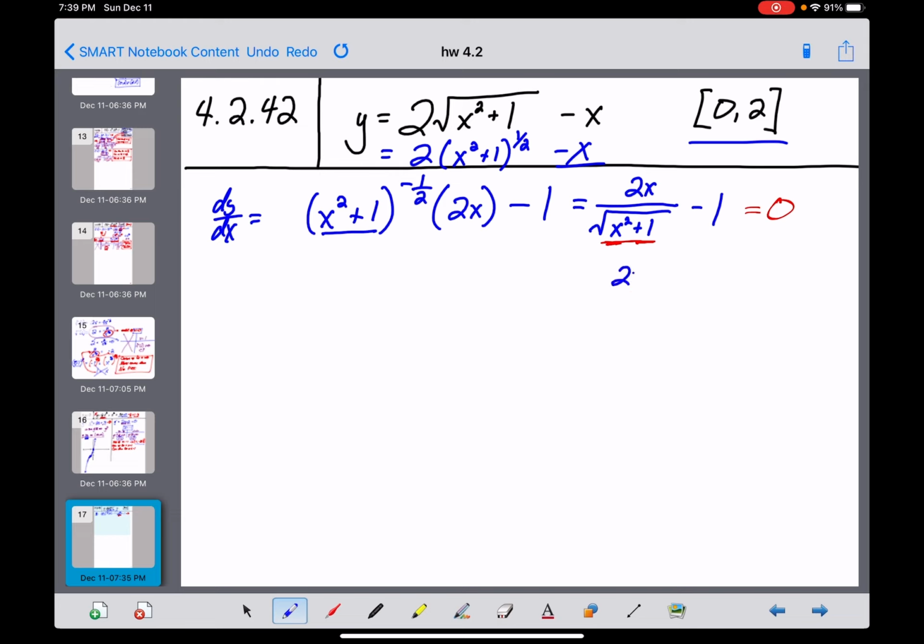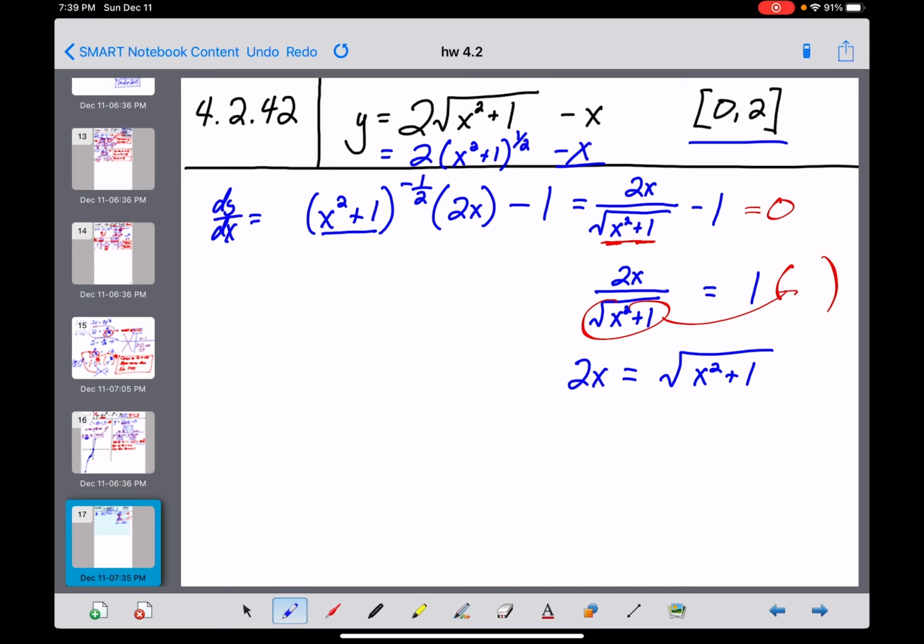I'm going to bring that 1 to the right side. So 2x over the square root of x squared plus 1 would equal 1. And now I would multiply this denominator over to the right side. So that's going to leave us with 2x is equal to the square root of x squared plus 1. Let's get rid of that nasty radical by squaring both sides. So the left side times itself is going to be 4x squared. That'll equal x squared plus 1. That'll give us, let's see, 3x squared is equal to 1. x squared is equal to 1/3. And x then would equal plus or minus the square root of 1/3.